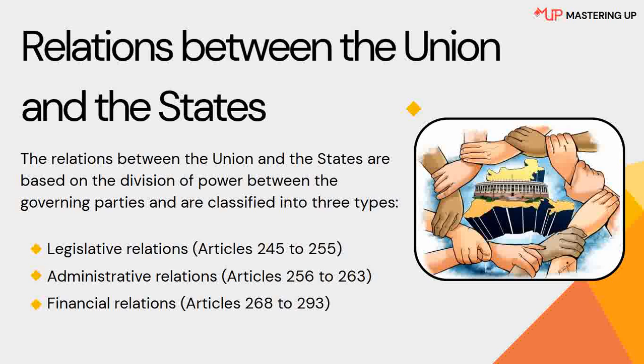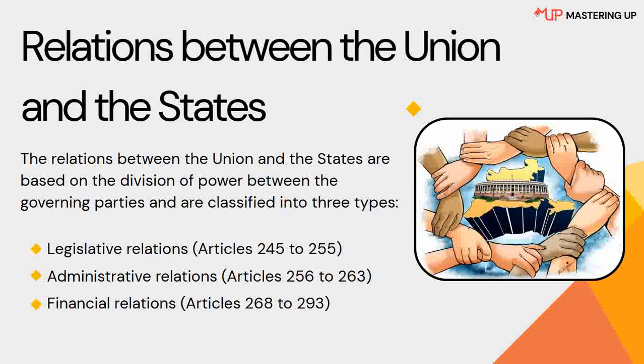Let's look at the types of relations between the center and the states. The relations between the union and the states are based on the divisions of powers between the governing parties and are classified into three types.